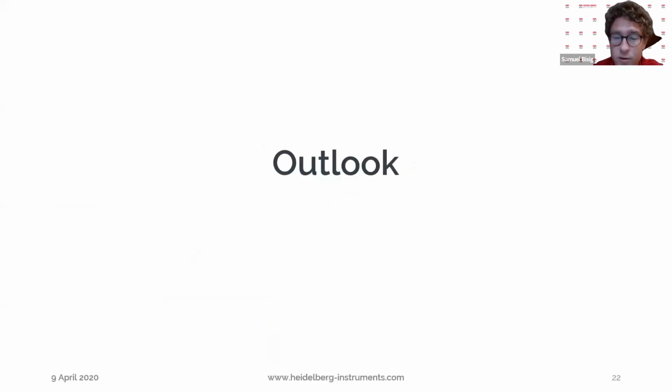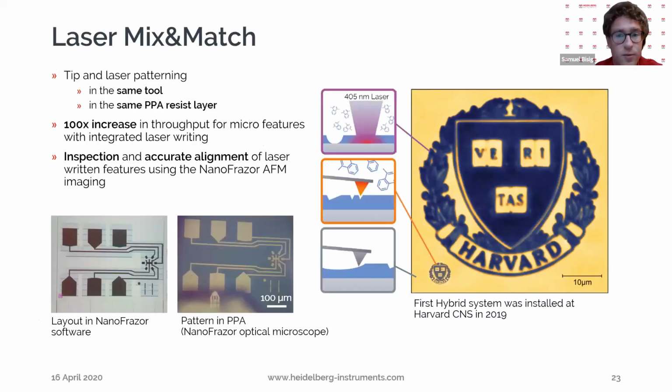So after the two limitations, I would also like to give you an outlook of what options there still are to combine our technology. The first one we developed together with Heidelberg, our mother company, is this laser mix and match. The idea here is that you can still use the same tool and the same resist layer to combine the tip and the laser operation.